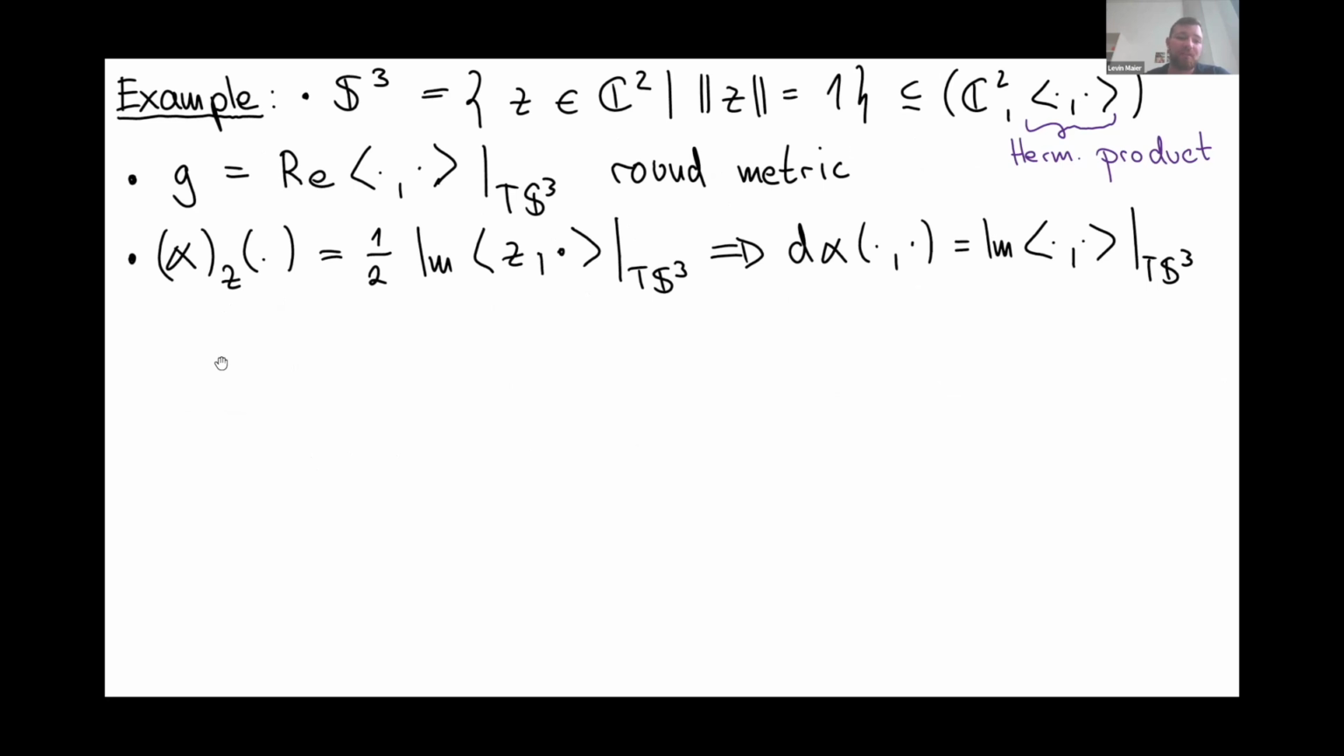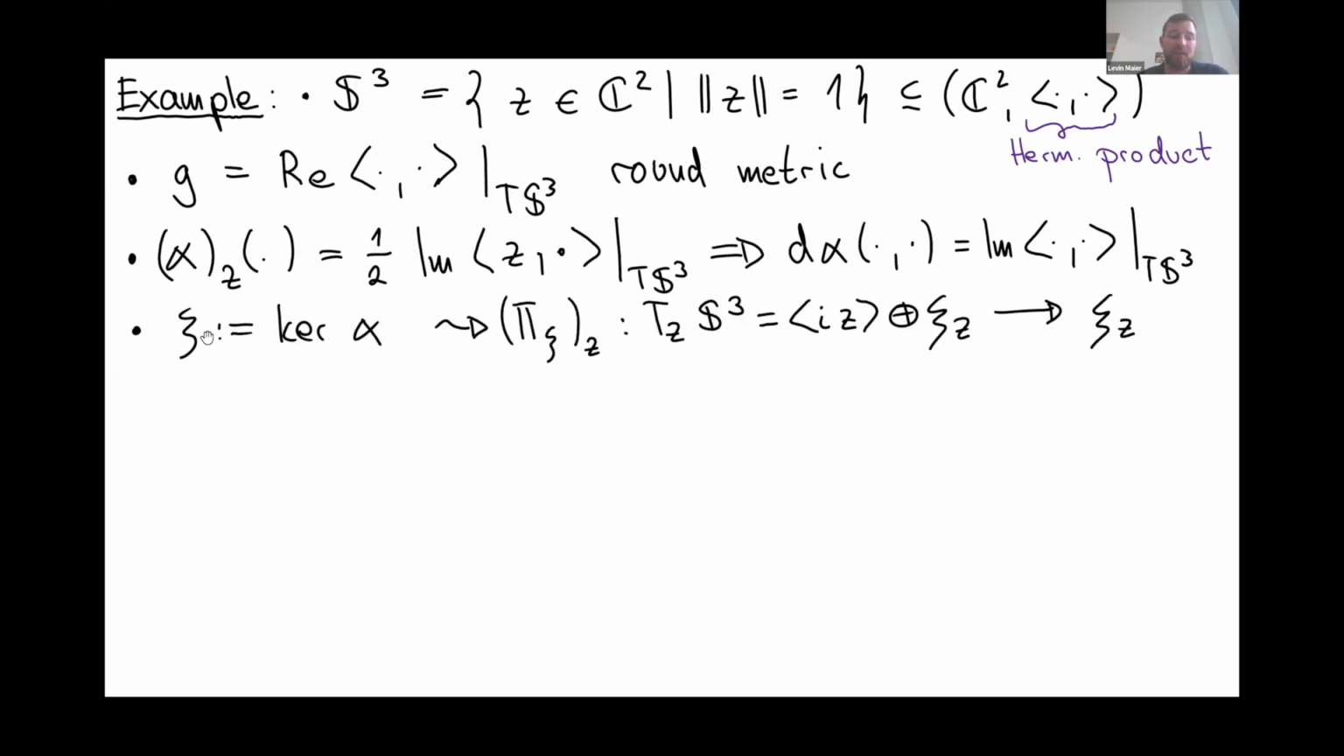Then recall also, you're all familiar with that, I guess, you can also express the standard contact form on the three-sphere by restricting the imaginary part, evaluated at one point z, to the tangent bundle of S3. And you also see the derivative of the standard contact form is given by the restriction of the imaginary part of the Hermitian product on C2 to the tangent bundle. And this will be our magnetic field, the sigma before, and this will be our metric. Then also the xi here is the standard contact structure.